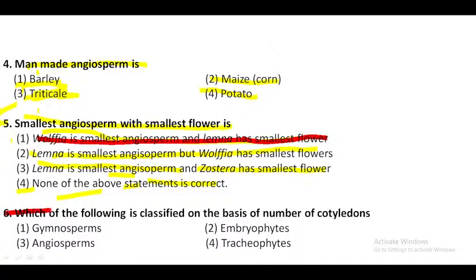Next question: which of the following is classified on the basis of number of cotyledons? First is the gymnosperm, second is the embryophytes, third is the angiosperm, and fourth is the tracheophytes. So your answer would be angiosperm. Angiosperm is the correct answer.